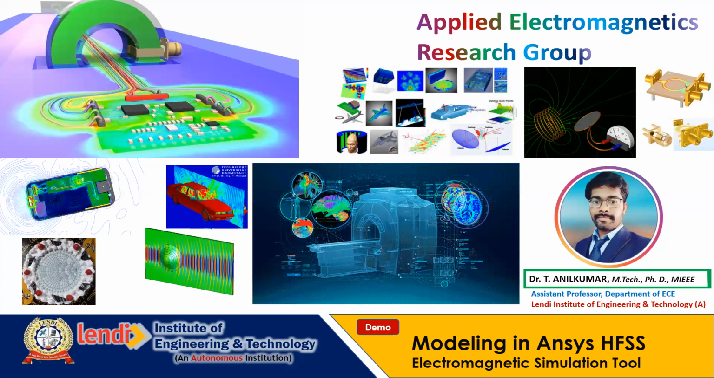Many devices in RF, microwave and communication need this spectrum. Device modeling like antennas, filters, couplers, directional couplers, attenuators, resonators, reflectors, and many more devices and modules can be designed and analyzed through electromagnetic simulation tools. One of the popular electromagnetic simulation tools is Ansys HFSS.